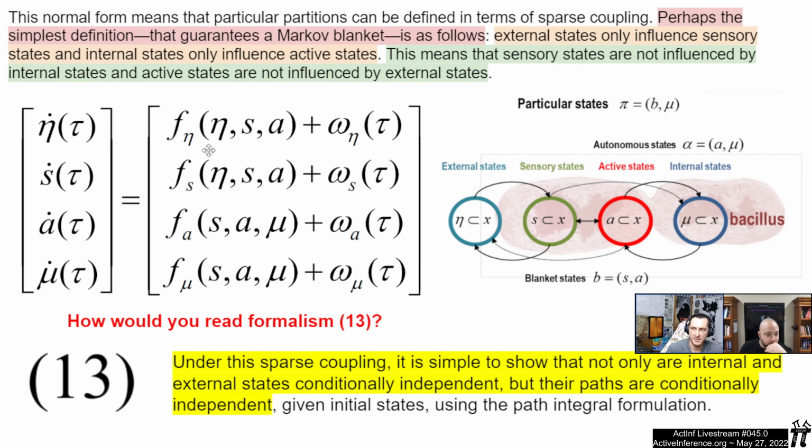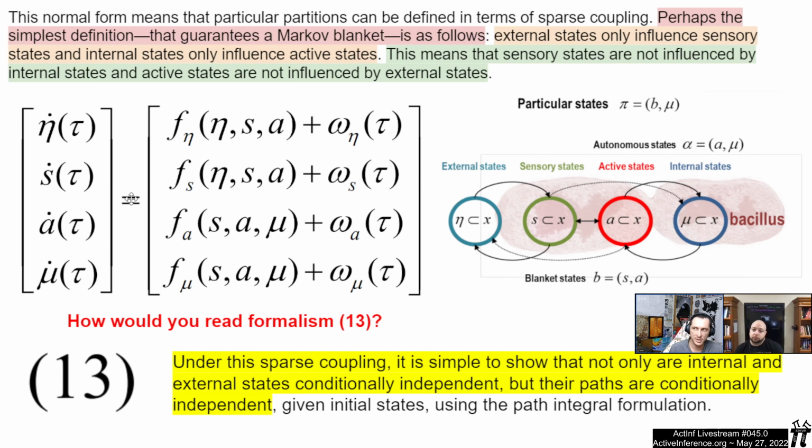Here's formalism 13. So recall: eta external, S sensory, A active, mu internal. F is the flow, and omega is going to be the noise. The subscript is tagging it to be about that variable. So we have the rates of change through time. Here's a vector, or a tuple, describing the 4 states, and how external, sense, action, and internal states are changing as a function of time.